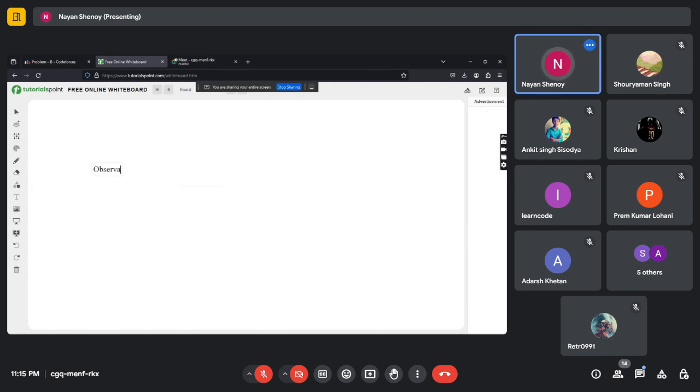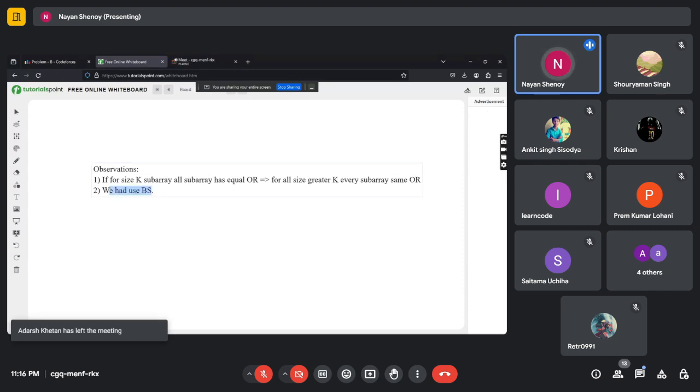So we got two observations from this. Our first observation was that if for size k subarray, all subarrays are equal, then for all sizes greater than k, every subarray will have the same order. ये था फर्स्ट ऑब्जर्वेशन. और सेकंड ऑब्जर्वेशन ये था कि we have to use binary search. और binary search कैसे I explained. तो होप सबको समझ में आया होगा. बस यही तो ऑब्जर्वेशन करना था.